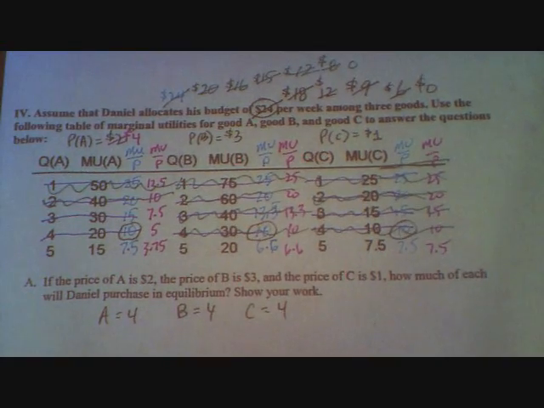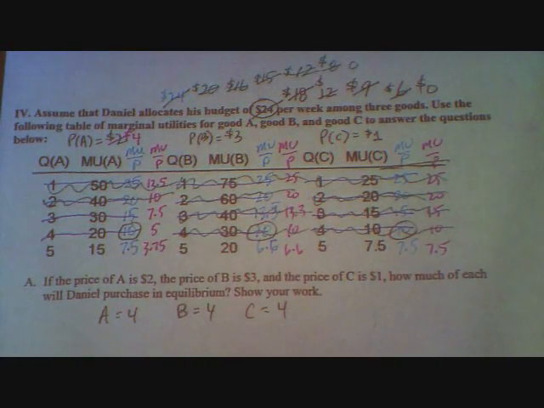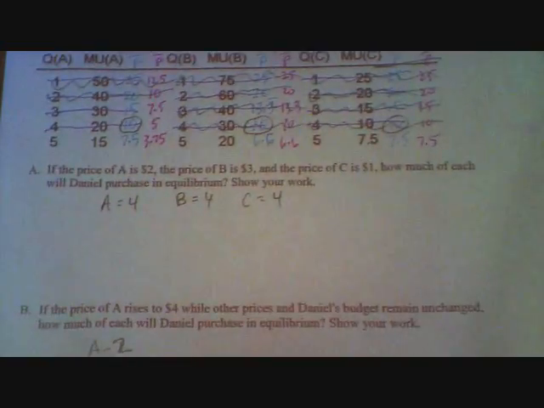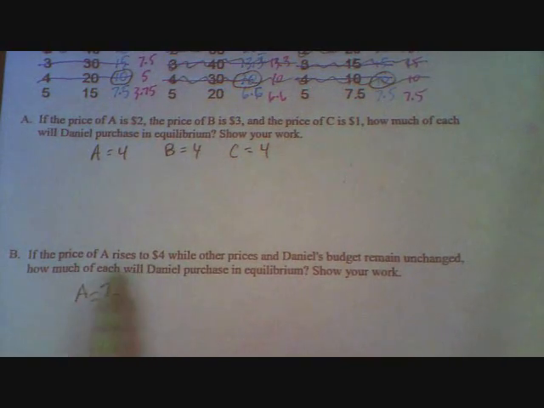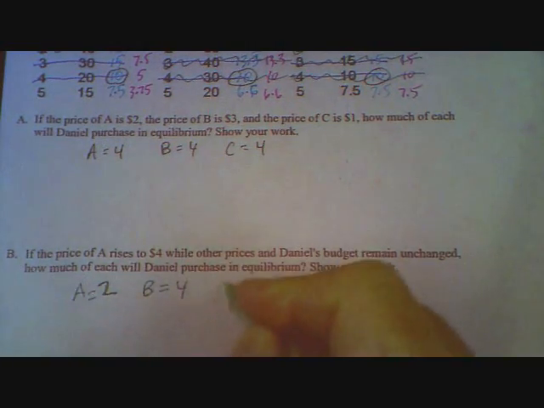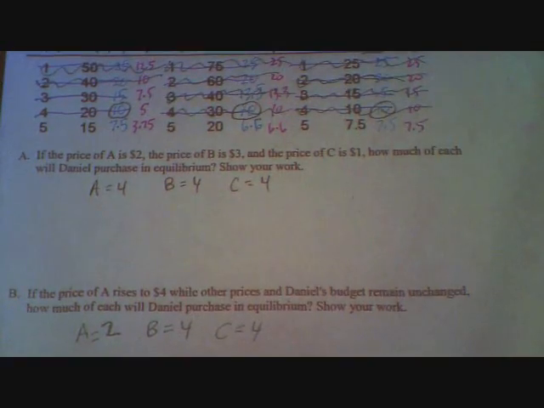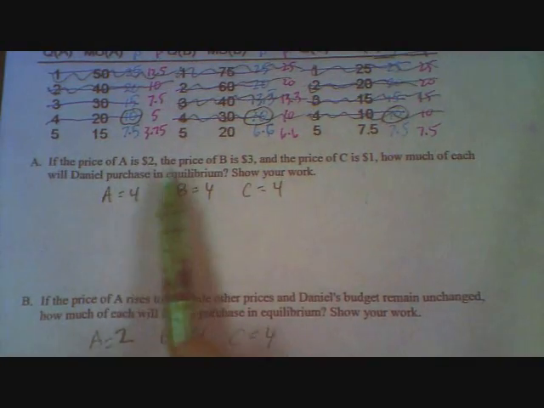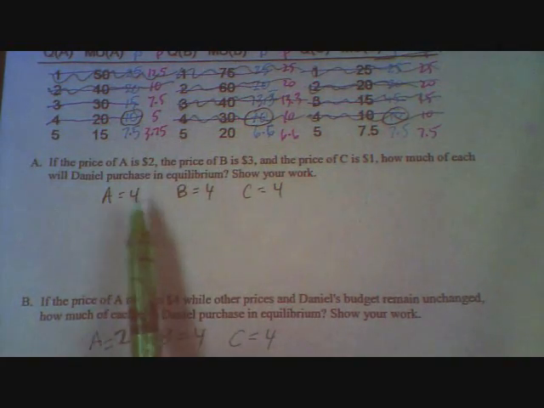So how much of each will Daniel purchase in equilibrium, if the price of A rises? He'll buy two A's. He'll buy four B's and he'll buy four C's. He won't change his consumption of B and C, but the price of A went up from 2 to 4, and the quantity of A he purchased goes from 4 to 2.